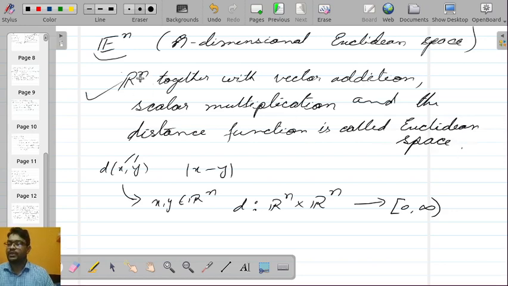Right? Clear? So we will study some properties of vectors in Euclidean spaces, something called convex sets. For the study of convex sets in R to the power n or E to the power n, we need the concept of vector addition, scalar multiplication, as well as the distance function.